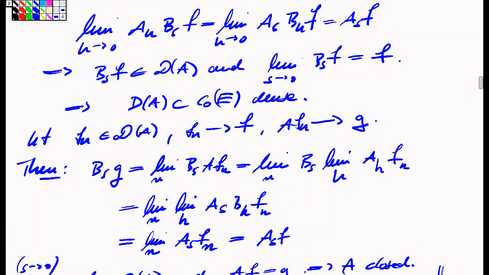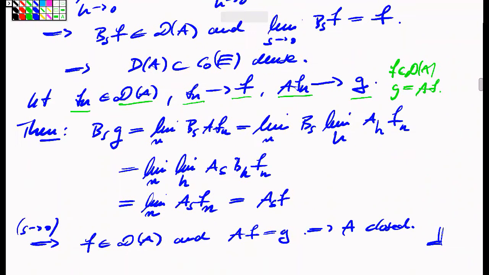Let us now show the closedness of this operator. For that purpose, we have to consider the case of a sequence of functions f_n, which all belong to the domain of the operator, which converge to some function f, and whose images under the operator converge to another function g. What we have to show then, in this case, is that f belongs to the domain of the operator, and that g is, in fact, A of f. That needs to be shown.